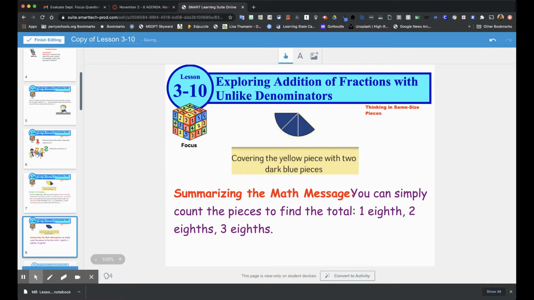So what you can do is you can simply just count the pieces to find the total. 1/8, 2/8, and 3/8. So you can see that here. Let me use the yellow here too. Right here would have been the 1/4 piece. Okay, so we can see that 1/4 is equal to those 2/8 pieces. And so we see 1, 2, 3/8 all together for that.